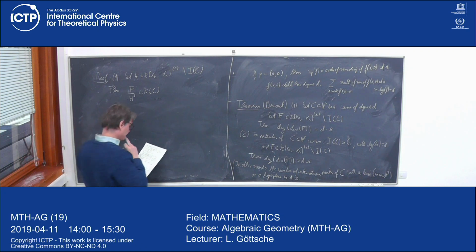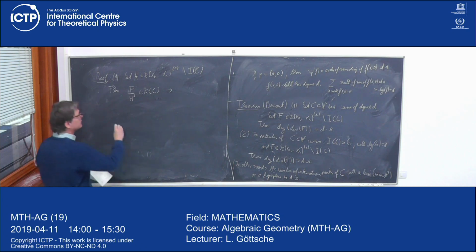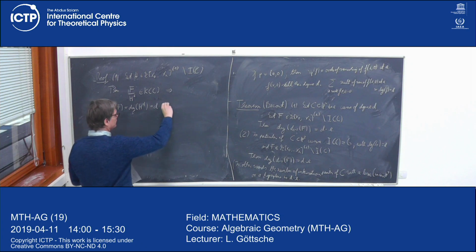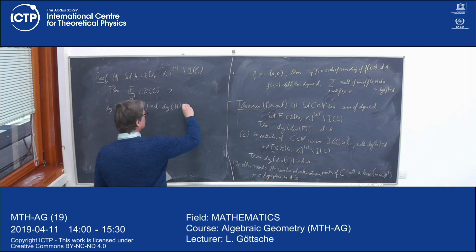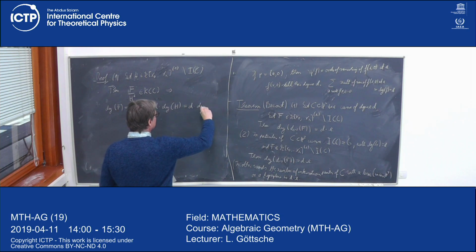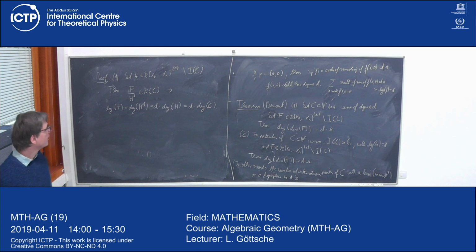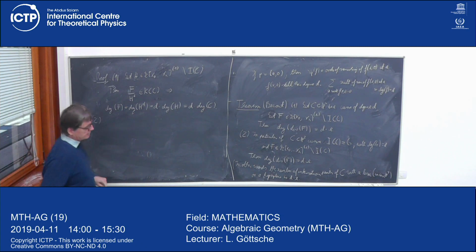So therefore, we have the degree of the divisor of f is equal to the degree of the divisor of h to the d, which is equal to d times the degree of the divisor of h, because it just obviously adds up, which is equal to d times the degree of c by definition. And the second statement is just a special case.